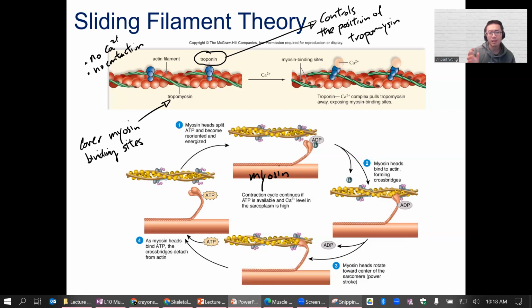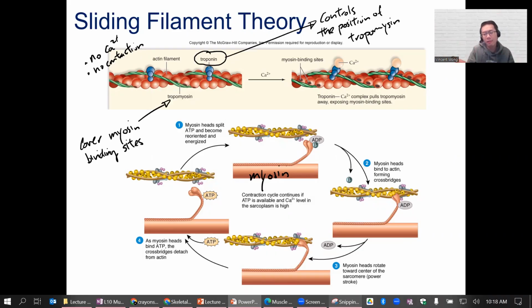Now here's another thing. Once the myosin grabs onto it and pulls, ATP must come to allow the detach. Right? Once it detaches, it cocks back into the original position, grabs the next site, and then pulls. And then ATP comes, detach, let go, reposition, grab, pull. The ATP is important for the detachment.